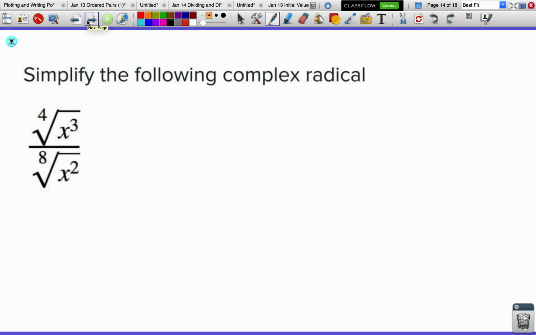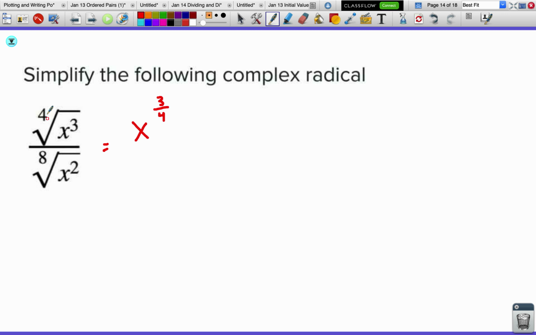Okay, so let's put a bunch of those rules together and simplify this complex radical. First thing I want to do is, if I've got radicals, I'd rather deal with exponents because I know my rules of exponents a lot better than my rules of radicals. So turn any radical into an exponent using that rule.